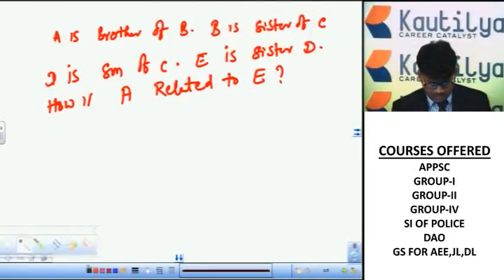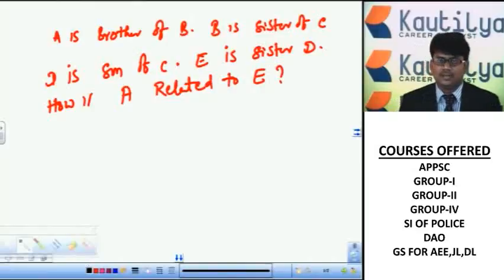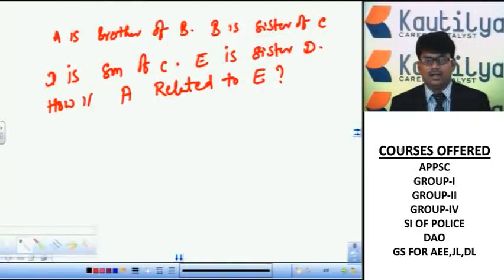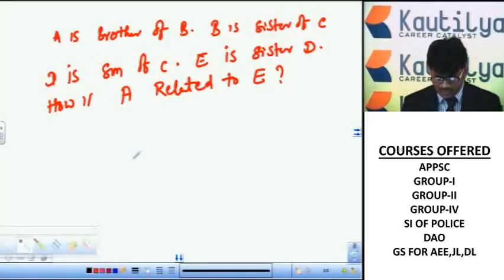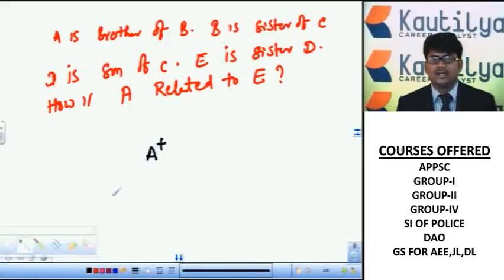First, we remember one point: brother and sister relation is represented by a horizontal line, parent and offspring relation is represented by a vertical line, and husband and wife relation is represented by the double implies symbol. If the person is male, we indicate it as a plus. If the person is female, we indicate it as a minus. Here A is brother of B. A is clearly a male person, and a brother is represented by a horizontal line with B.